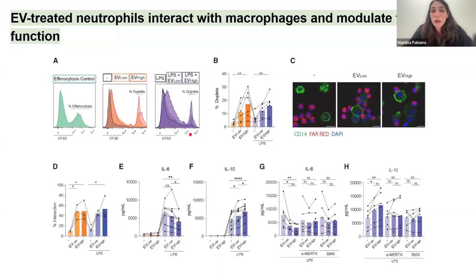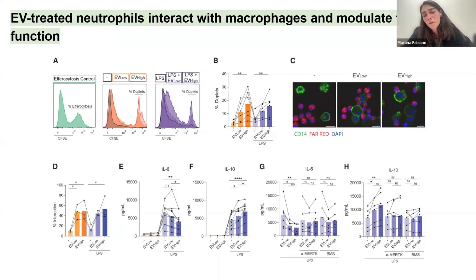This could suggest that macrophages interacted with neutrophils stained with CFSE, because the phagocytosing process eliminates a little bit of the CFSE stain, so you can see it in a lower MFI, and here we can see it in a higher amount. So we counted the percentages of these interactions that we call duplets, and we could see that EVs favored these duplets and these interactions between macrophages and neutrophils.